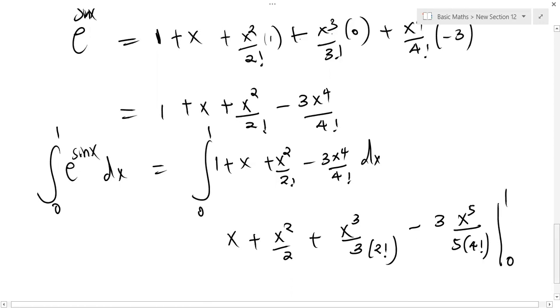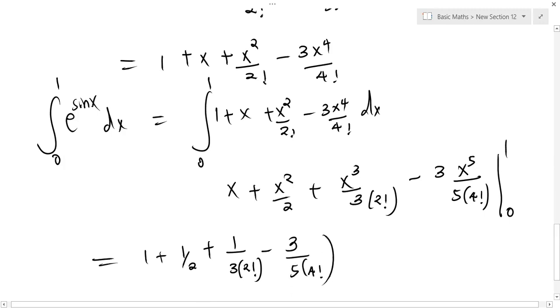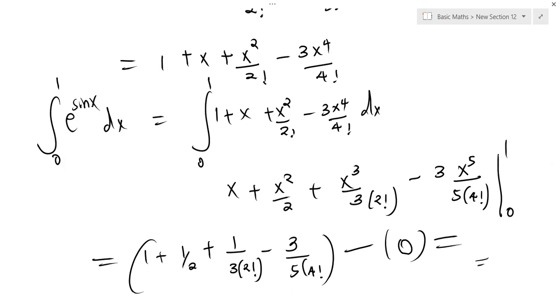Then you can replace your values of 1 and then replace 0. So replacing 1, we have 1 plus 1 over 2 plus 1 over 3 into 2 factorial, minus 3, replacing 1 here, we have 1 over 5 into 4 factorial. All this minus 0. If you replace 0, you get 0 here, and if you evaluate that, you get your answer. So that's how we go about that question.